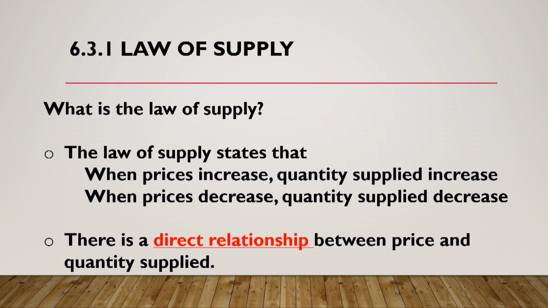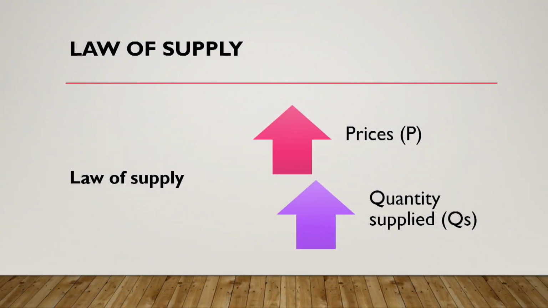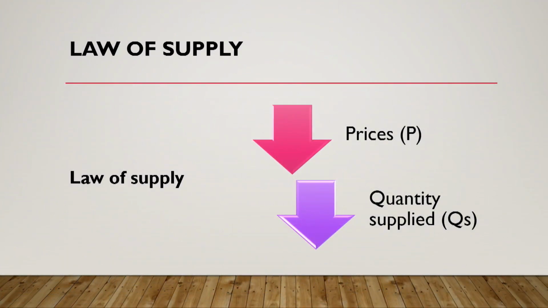What is the law of supply? The law of supply states that when prices increase, quantity supplied increases, and when prices decrease, quantity supplied decreases. Therefore, there is a direct relationship between price and quantity supplied. As you can see, when price increases, quantity supplied will also increase. And when prices decrease, quantity supplied also will decrease.